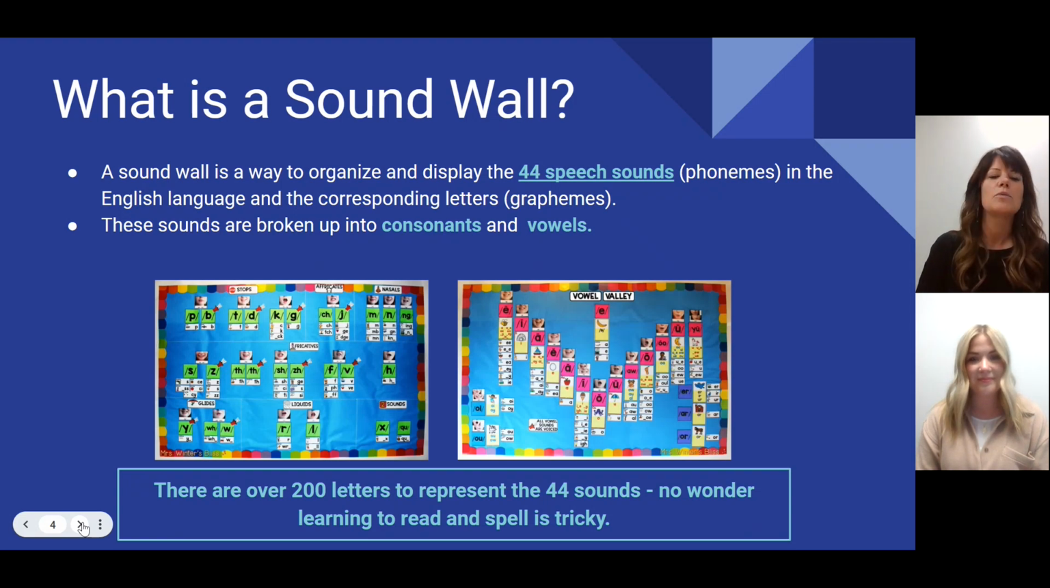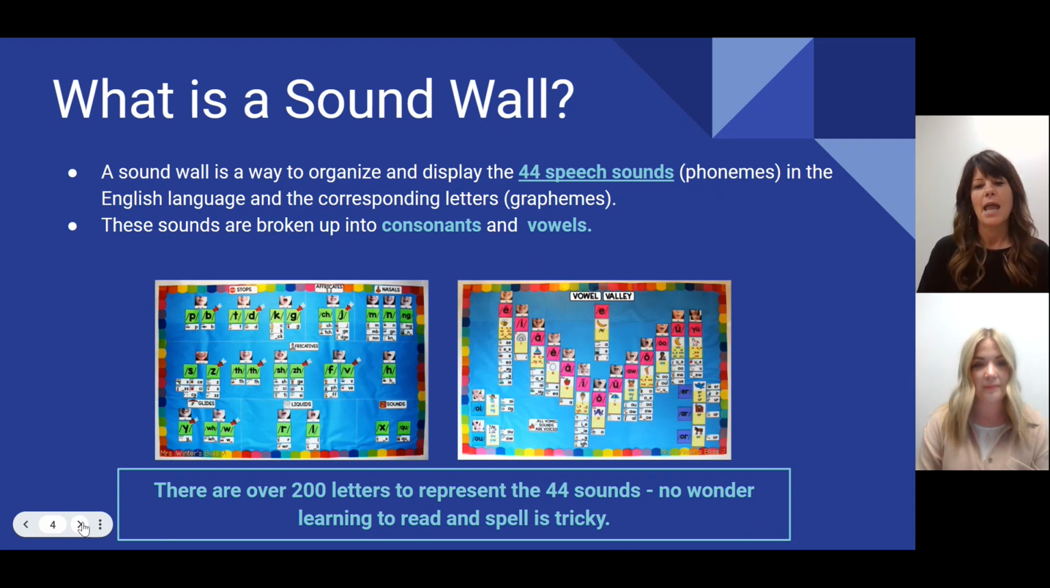So what is a sound wall? It's a way to organize and display the 44 speech sounds, which we call phonemes in the English language, and connect those corresponding letters called graphemes. And the walls are broken up into a consonant wall and a vowel wall. And so you can just see by those pictures below how they're kind of divvied up. We're going to get into the particulars of how we do that momentarily, but it's really just that wall to display the sounds. And because there are over 200 letters to represent the 44 sounds in our language, it's no wonder that learning to read and spell is so tricky for our most emergent learners.